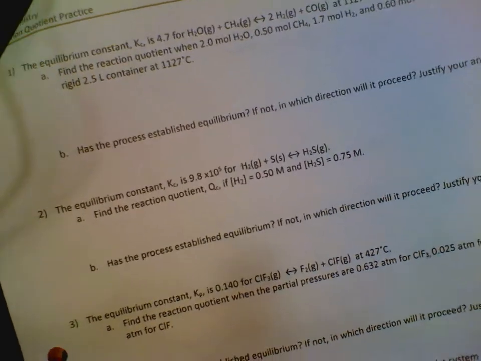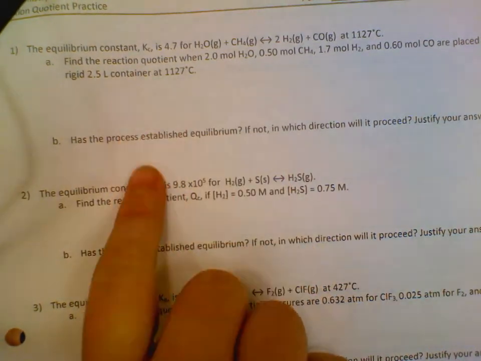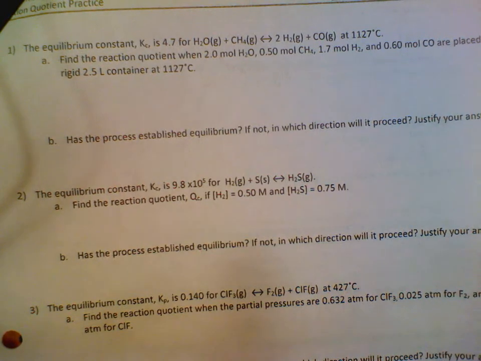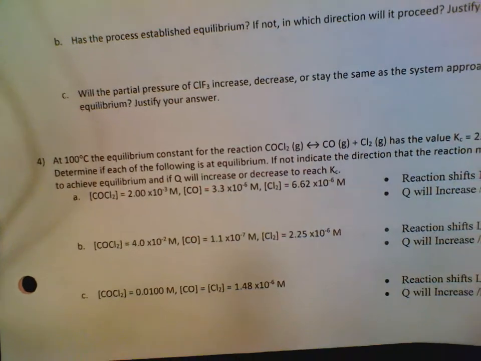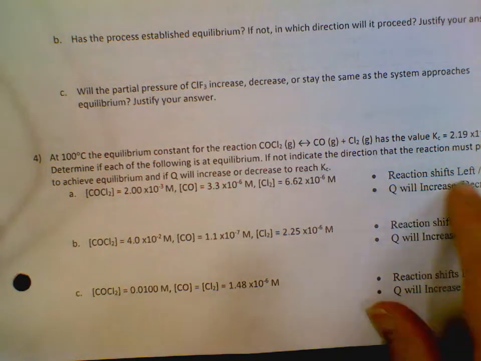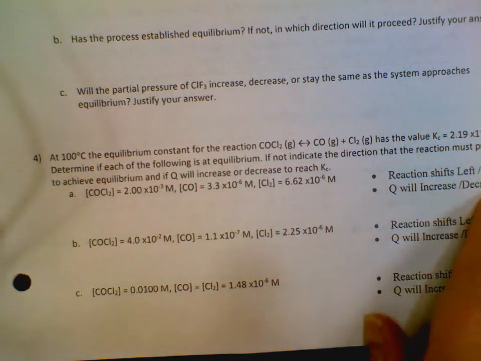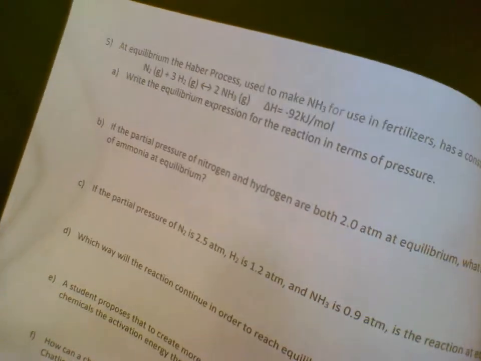So your practice for this is just taking a look at writing some different expressions, doing some comparison there, and down here, you're going to be circling whether it shifts left or right, and if it's shifting left or right, will that cause your Q to increase or decrease. And the back side is just more examples. So work through it. Again, put question marks next to the ones you get stuck on so we can go over them.